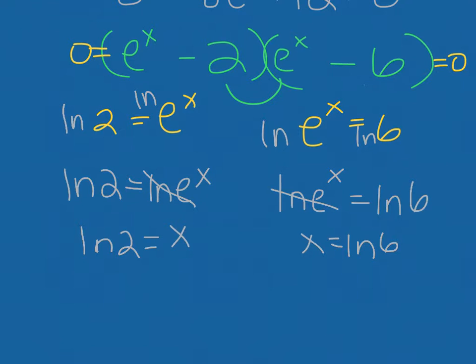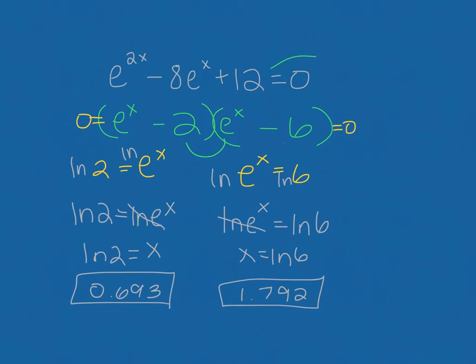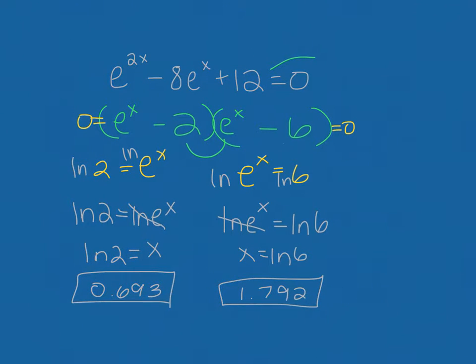With a calculator, it's ln of 2, which is 0.693, and ln of 6, which is 1.792. So the e's you can check, but you don't have to. The logs, or an ln, you have to check, because those are the ones that have the extraneous root.